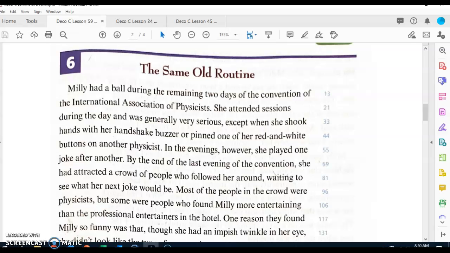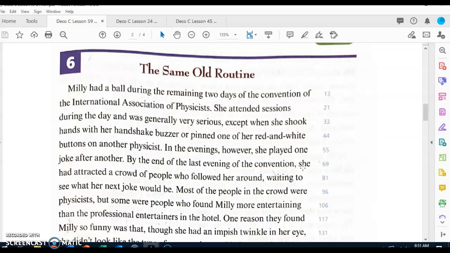She attended sessions during the day and was generally very serious, except when she shook hands with her handshake buzzer or pinned one of her red and white buttons on another physicist. In the evenings, however, she played one joke after another. By the end of the last evening of the convention, she had attracted a crowd of people who followed her around, waiting to see what her next joke would be.